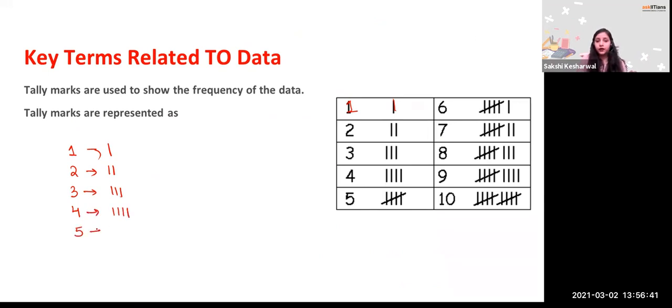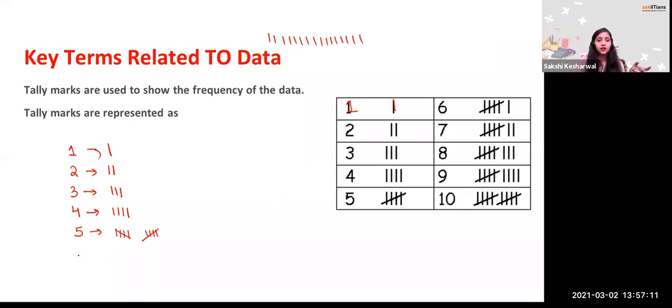Now, if I want to write 5 and I write 1, 2, 3, 4, 5, 6, 7, 8, 9, 10, 11, 12 like this, it is very confusing to count. So we started to make a bundle of 5, because anything you count in multiples of 5 and 10 is very easy. So we wrote 1, 2, 3, 4 and then cut across, or however you feel like. The choice is yours. So we made 1 bundle.